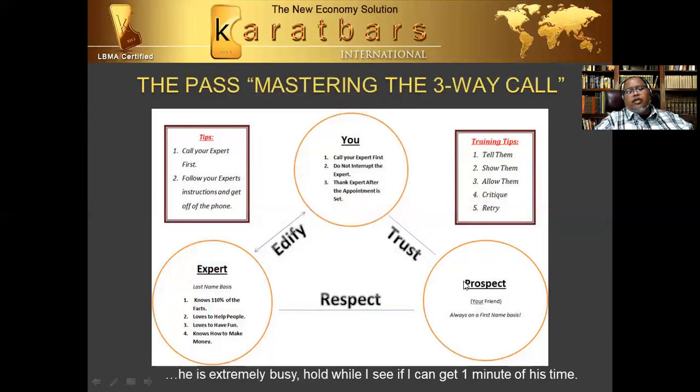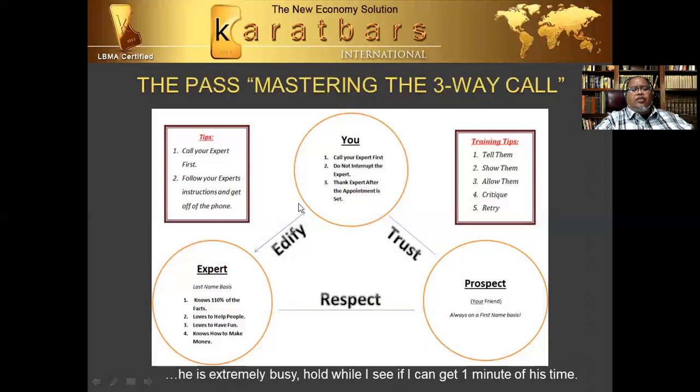You shared some information with them. They've shared their contact information with you. It may be a family member, what have you, but they have trust for you. Now you edify the expert, using those 4 personality types, and mentioning the fact that he's generally busy. So hold while I see if I can get a minute of his time, right?